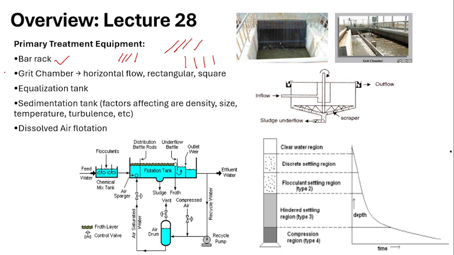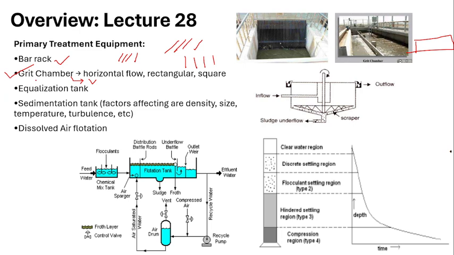And this grid chamber, this is the grid chamber. It is a narrow plane, okay, narrow plane. So it is mainly to maintain the constant velocity. So the flow velocity is maintained constant by using the grid chamber as a control. Okay, it can be a horizontal flow, a rectangular flow, or a square flow in the treatment process.